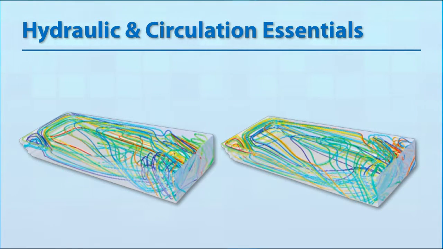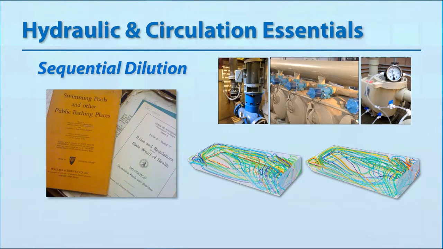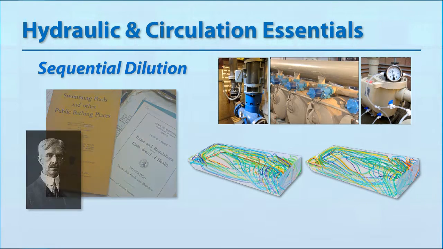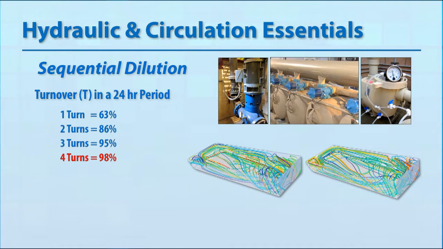A pool circulates by continually turning and diluting dirty water with clean water. Our current codes are based on sequential dilution studies by Gage and Bidwell in the 1920s. Here's what they found. At one turn in a 24-hour period, or T equals 1, the pool will be 63% clean. After the second turn in the same time, it will reach 86%. At T equals 3, it will be 95% clean, and T equals 4, it will be 98% clean.